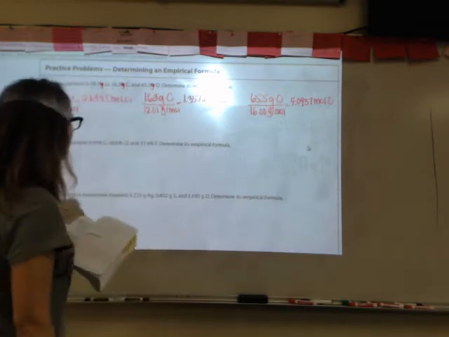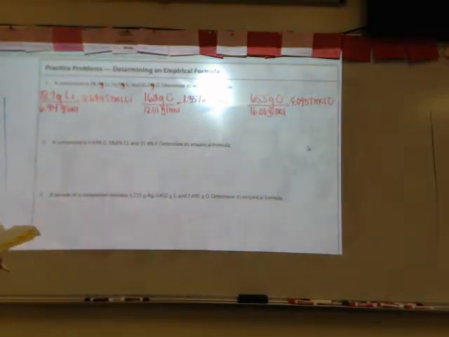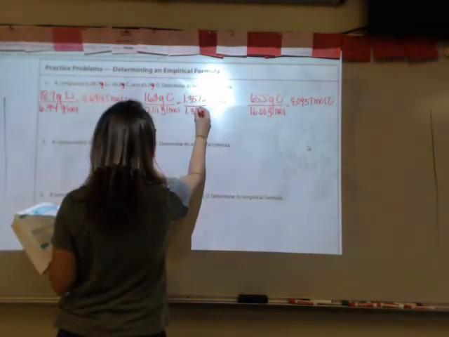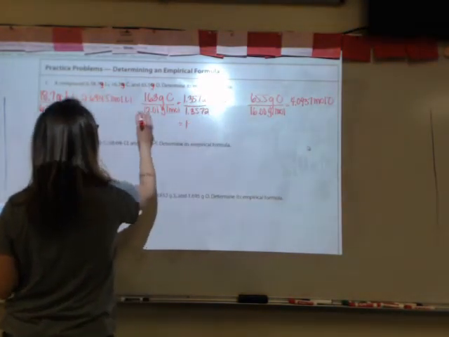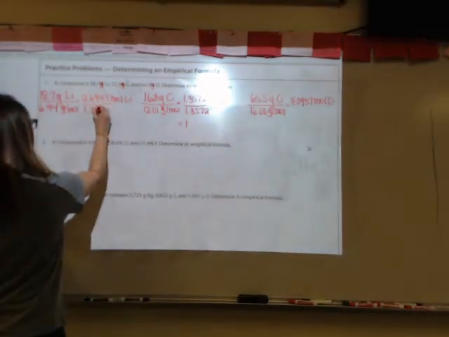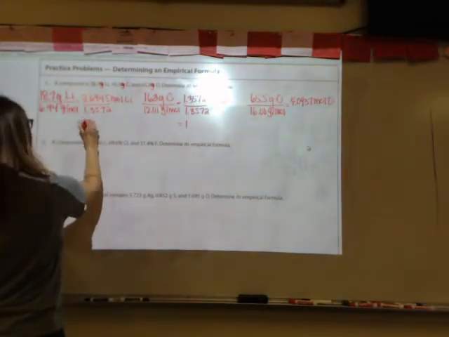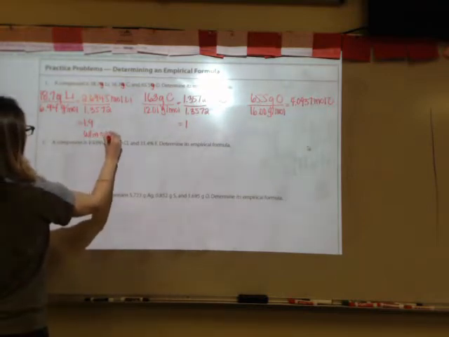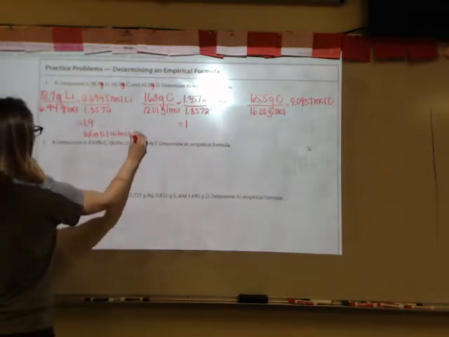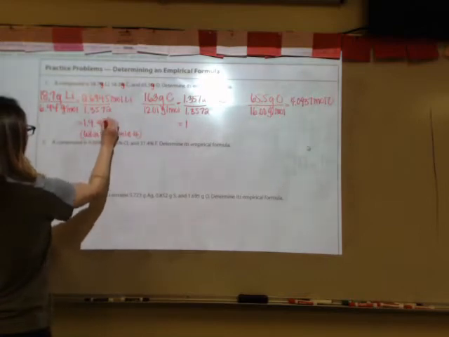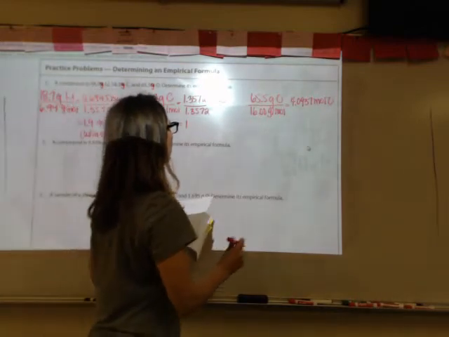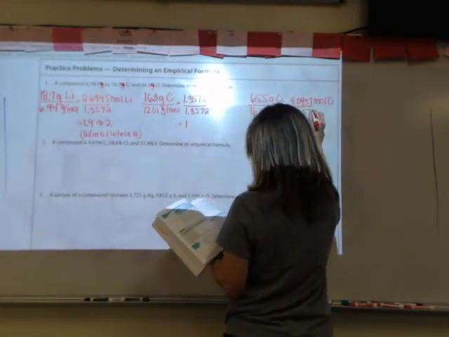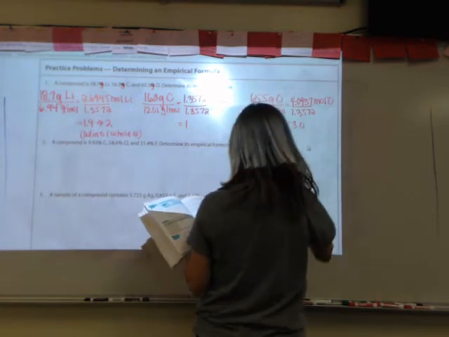Now what you're going to do is you're going to divide each mole by the smallest mole that we have, which is this 1.3572. 1.9 is within 0.1 of a whole number. So that means you can go ahead and make this 2. I'm going to divide oxygen by 1.3572. That's going to give me 3.0.